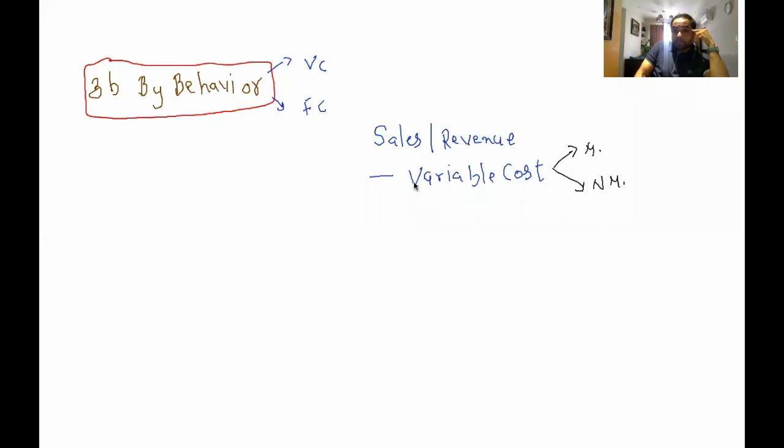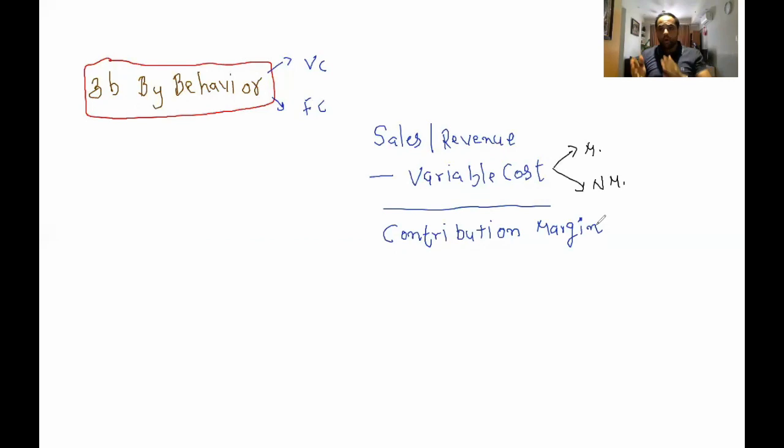So sales minus variable cost is not gross profit. We don't call it gross profit. We call it contribution margin. Only variable cost contributes to estimating the profit. This is called contribution margin, right? So sales more than variable cost, contribution margin, which is profit. Sales less than variable cost, which is loss.